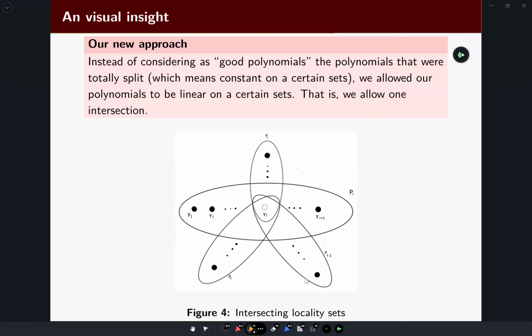So when we allow polynomials to be linear, this means that they can have at most one intersection with another polynomial, which is linear on a locality set, and that's the situation that's happening. So each entry of a codeword belongs to numerous locality sets, and that happens for any of those. Okay, so that's the idea. We just try to extend what is a good polynomial for having multiple recovery sets.